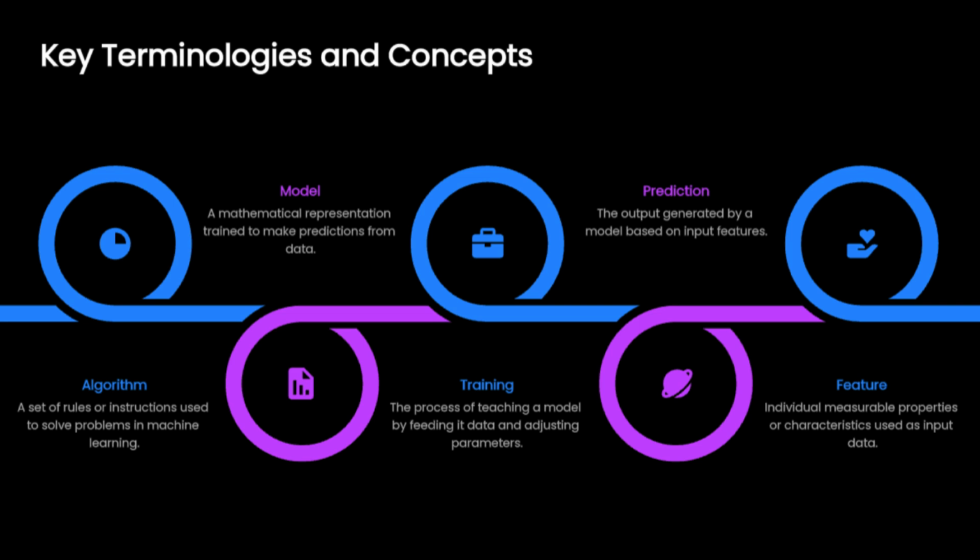Before moving further, let's understand some key terminologies and core concepts used in machine learning. First, algorithm. An algorithm is a set of rules or instructions that tells the machine how to learn from data and solve a specific problem. Next, model. A model is a mathematical representation created by applying an algorithm to data. Once trained, the model is used to make predictions or decisions. Now, training. Training is the process of teaching a model by feeding it data and adjusting its parameters so it learns patterns accurately. Next, feature.